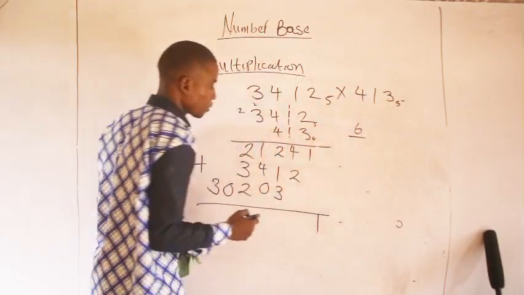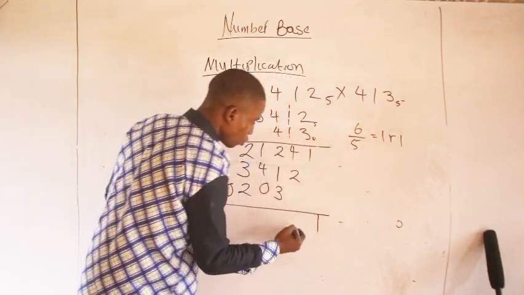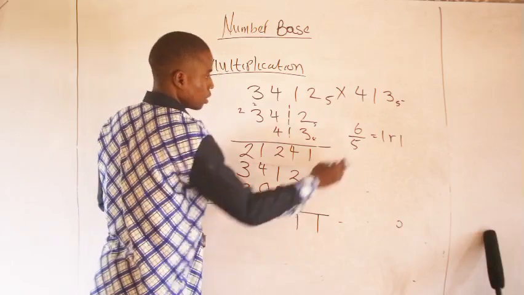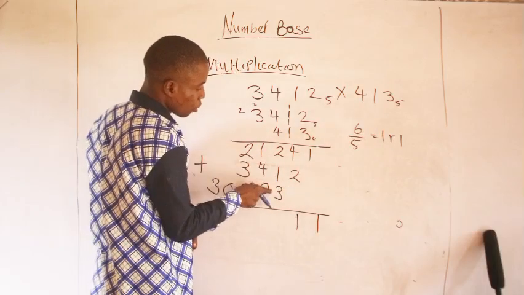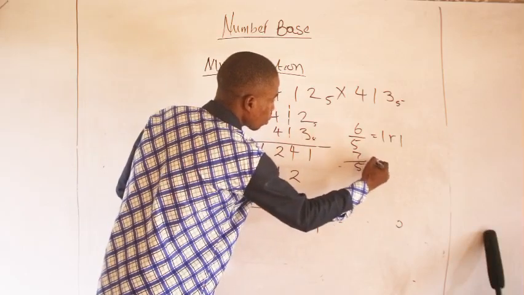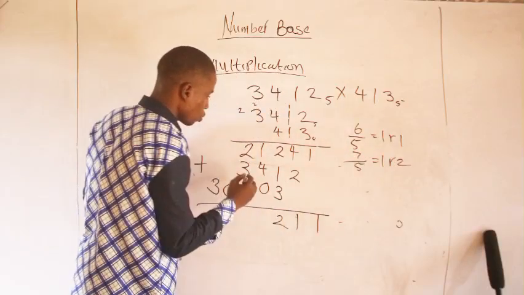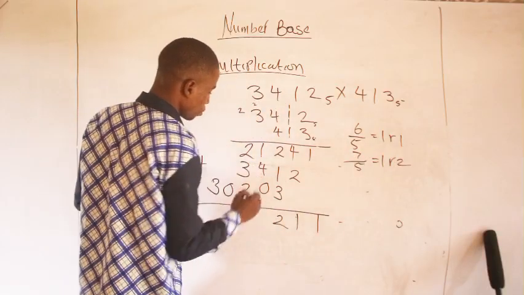6 divided by 5 equals what? 1 remainder 1. Write the remainder 1. This one the next. This one plus this, 5, 6, 7. 7 is up to the base. 7 divided by 5 equals 1 remainder 2. Write 2. Put the 1 here. That is 6.